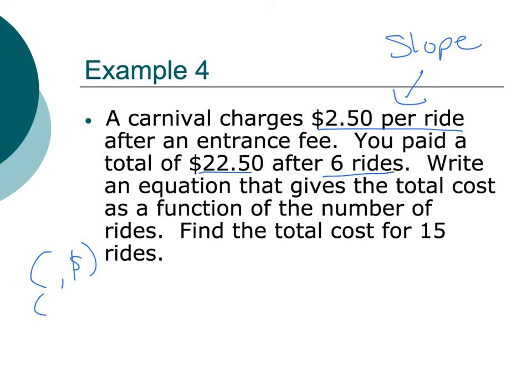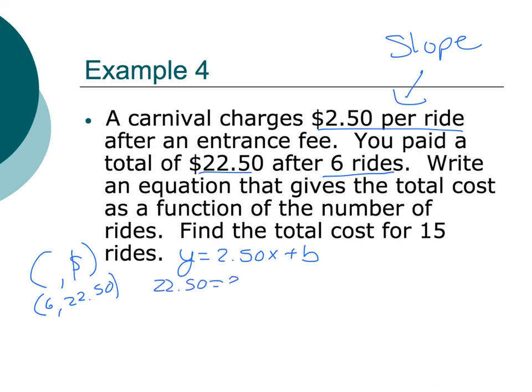So my ordered pair is (6, $22.50), with my money amount as y. So I have m, my 2.50. I have an ordered pair. I need to find b. So start by plugging in what you know. y equals 2.50x plus b. Well, my ordered pair gives me my x and my y.